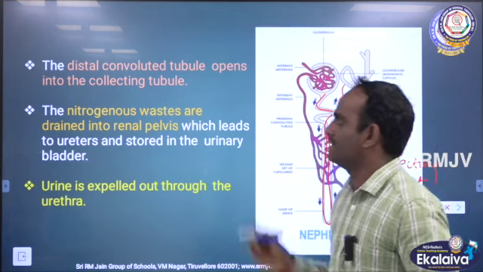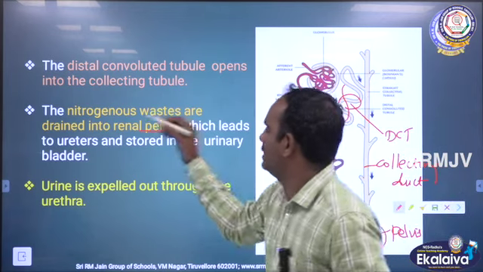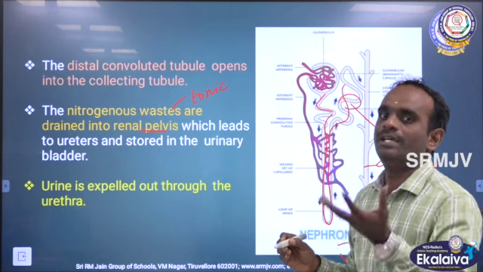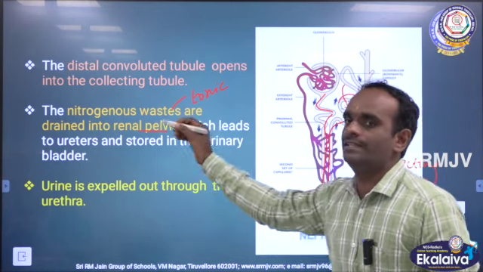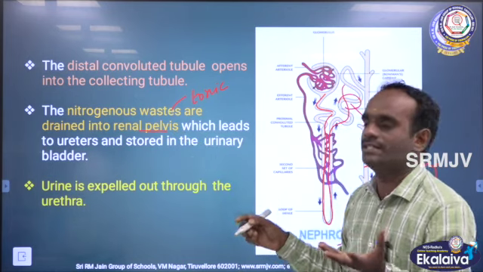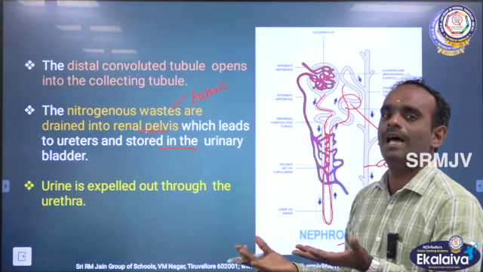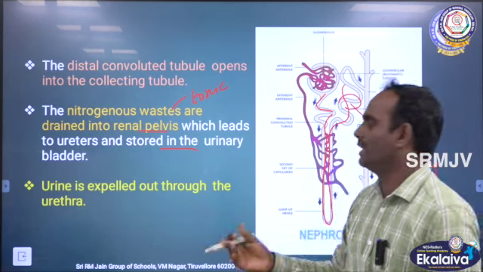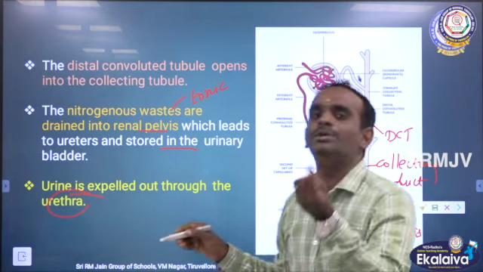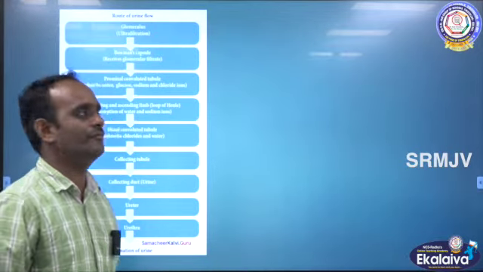The nitrogenous wastes are drained into the renal pelvis. The nitrogenous wastes are toxic substances, okay, urea, creatinine, etc. They are drained into the pelvis, which leads to the ureters, and then it is stored in the bladder. When the bladder is filled, what will happen? We expel the urine. Okay, so urine is expelled through the organ called urethra. Clear, children? Now I am going to teach you how to draw the structure of nephron.